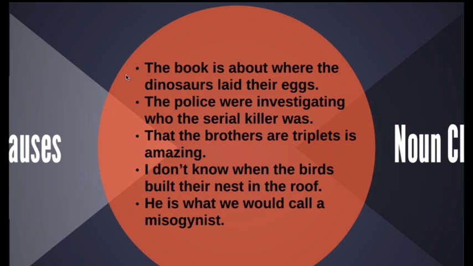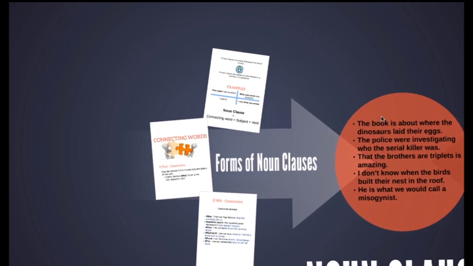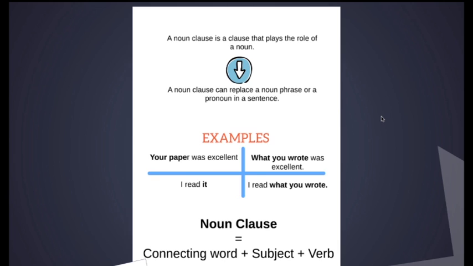So we can notice here that we have compound sentences, right? So we have two phrases making a sentence. The book is about where the dinosaur laid their eggs. The police were investigating who the serial killer was. So here we have this first line, from the book until about, we have a sentence, and here, where the dinosaurs laid their eggs, we have another phrase to finish our sentence. The police were investigating is a phrase, so we are making our sentence, and to finish the sentence we have who the serial killer was, right? So, it's this that we are studying now, compound sentences, but we are focusing on noun clauses, and I'm gonna explain to you now. Okay, so pay attention here.